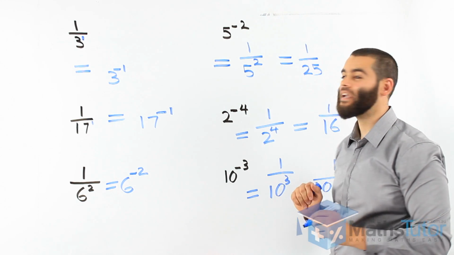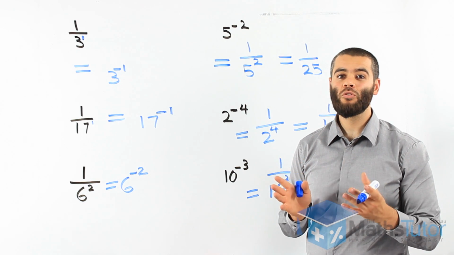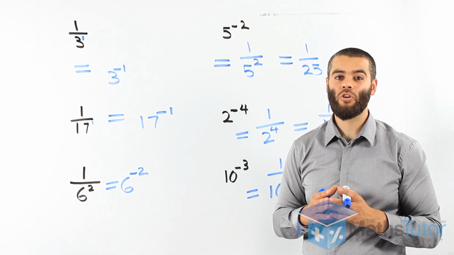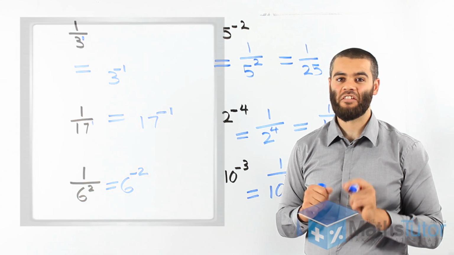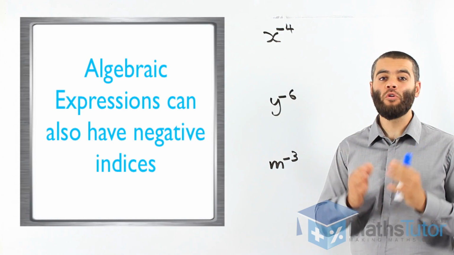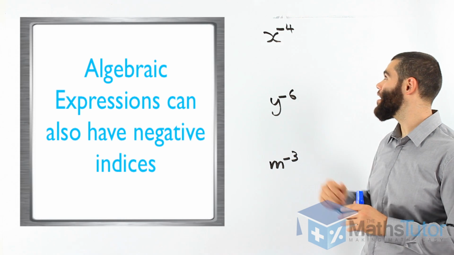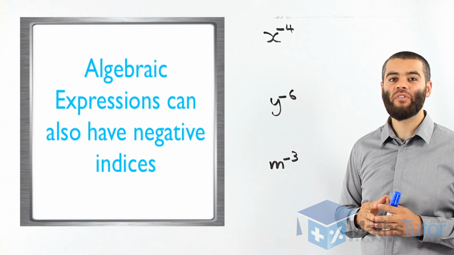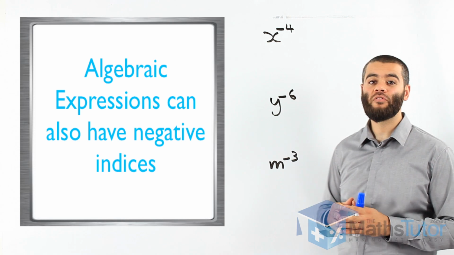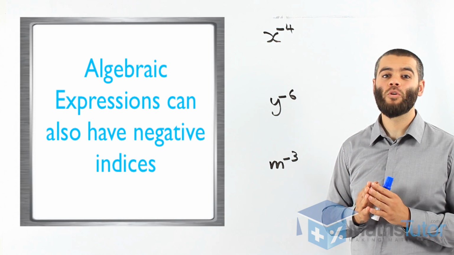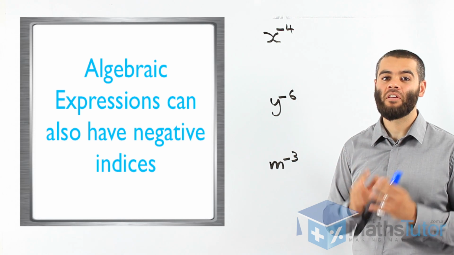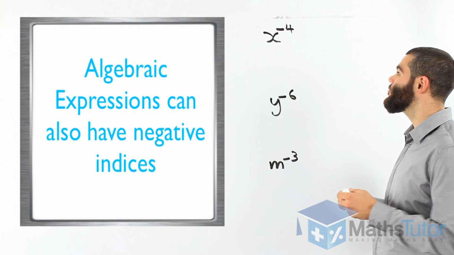This is how we work with negative indices. Now we're going to use negative indices in algebraic terms. Let's see how we're going to work them out as well. In algebra, we also see negative indices, like these here. x to the power of negative 4, y to the power of negative 6, m to the power of negative 3. We write them in the normal way as we did with the numbers. Let's see how. We write them in the fraction.